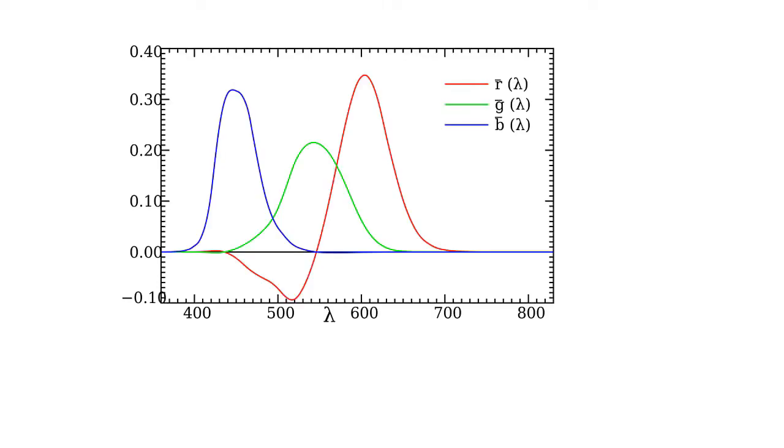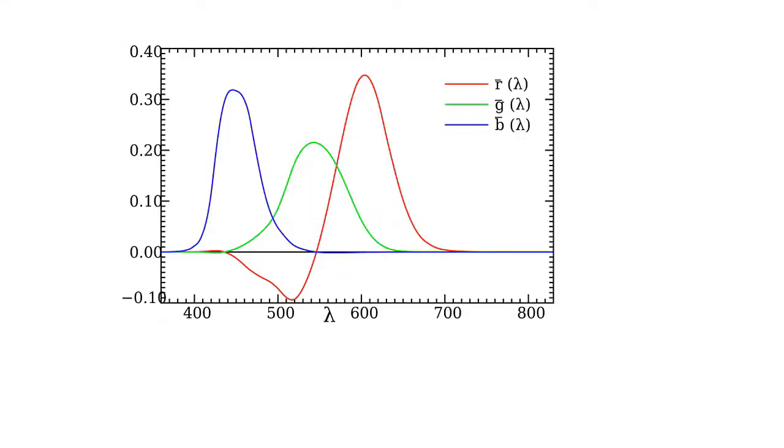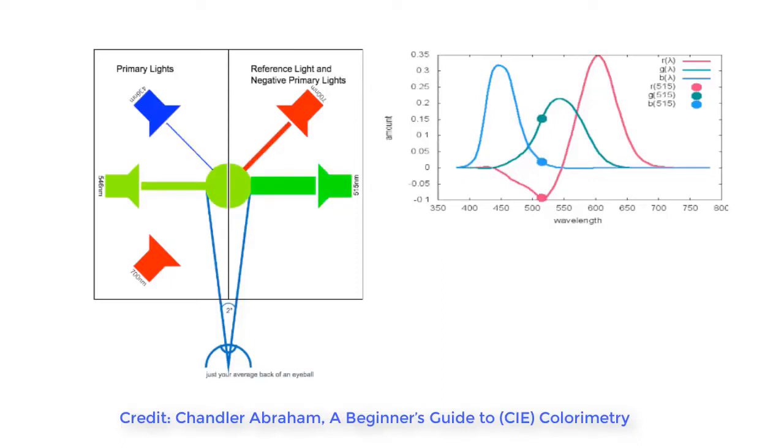Here is how the matching function looks when we try to replicate every visible wavelength with the RGB primary colors. The negative weights are undesirable, which pushes for a better primary color selection and new color spaces. And here is a visualization of what exactly happens when we try to match monochromatic light with a mix of RGB colored lights.